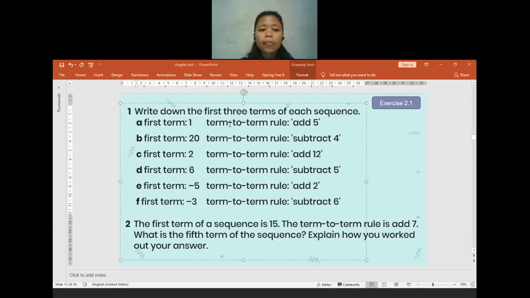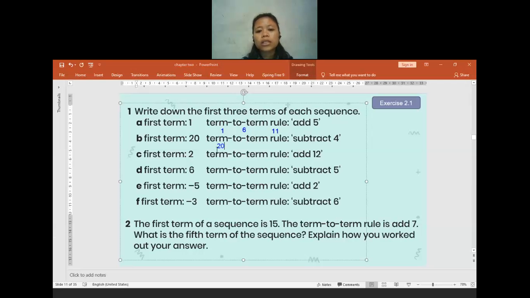For this case, what number is it? Yeah, we write the number 1 first. After number 1, what number will it be? 6. Okay, after 6, what number will it be? 11. Is there anyone who is confused, or maybe I go too fast? Okay, if not too fast, I'll continue to question B.